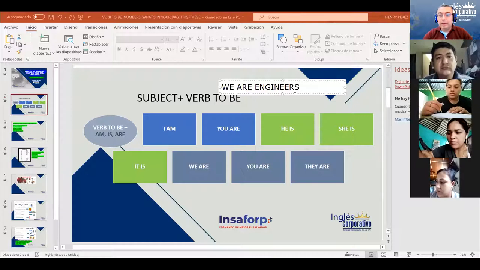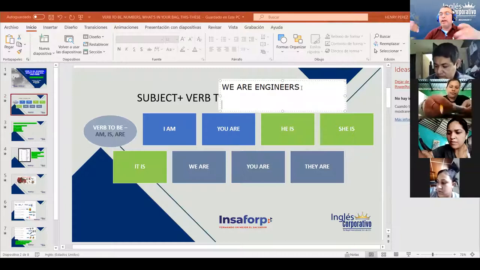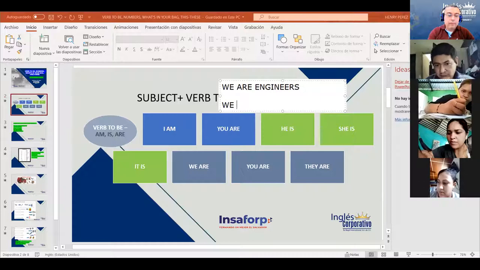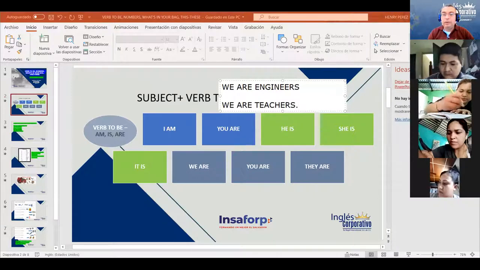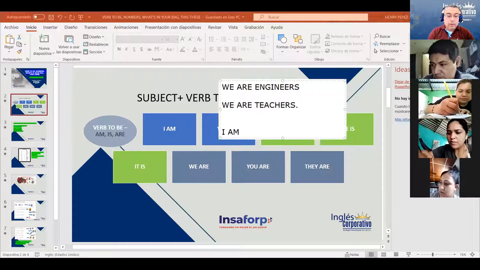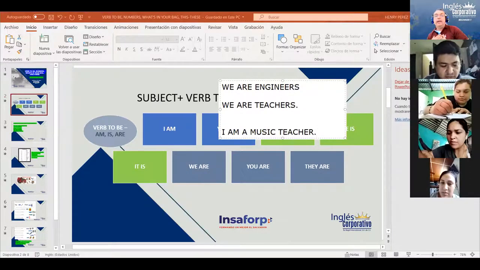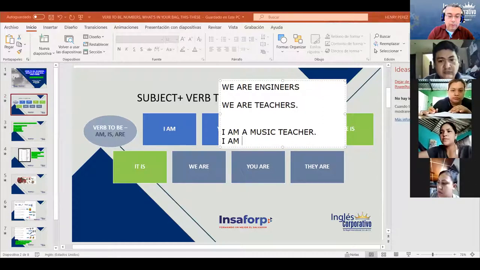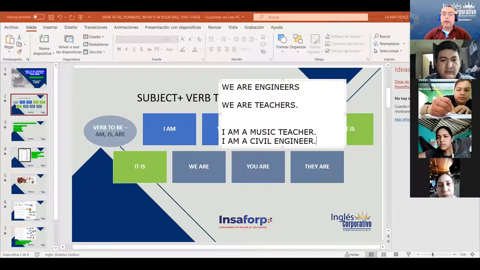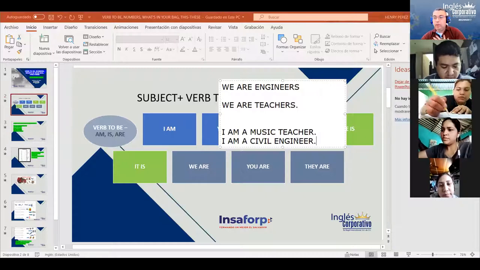Nosotros, plural. Como pueden ver, usamos la S. We are engineers. Y si Ricardo dice, bueno, ahora él se va a poner los zapatos de nosotros, él va a decir, we are teachers. Con la S, ¿ven? Estamos usando el plural. Versus, I am, voy a usar lo de Tammy. I am a music teacher. ¿Ok? Esto es cuando uno está hablando uno solo, right? I am a music teacher, utilizar lo de Tammy. ¿Ok? Y Ricardo dijo, I am a civil engineer. Okay, como pueden ver, no lleva S, porque estoy hablando de yo, right?